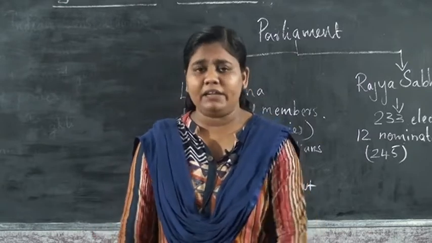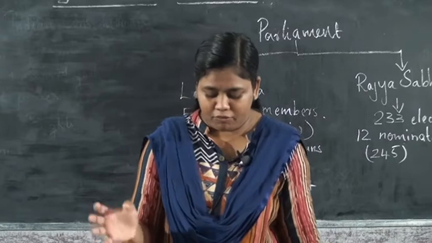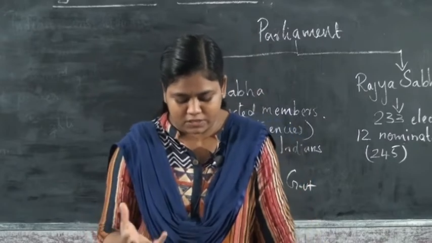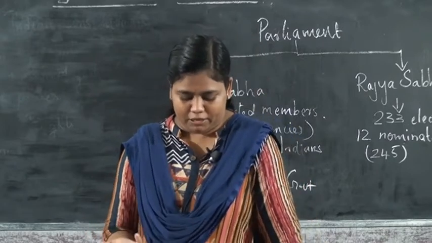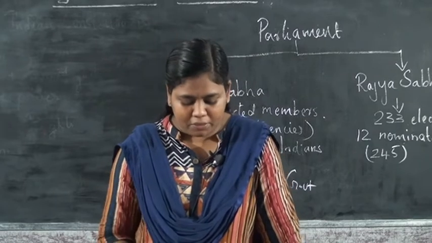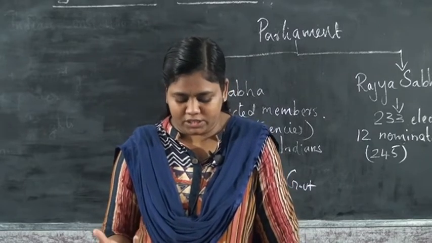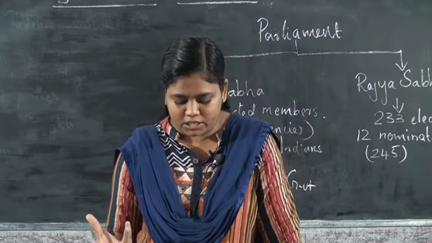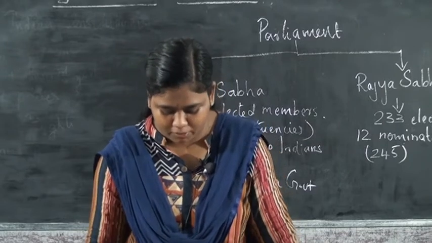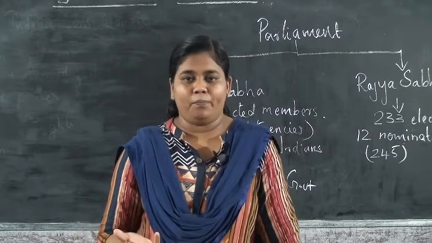So what is happening in Rajya Sabha? Rajya Sabha functions primarily as the representatives of states of India in the Parliament. The Rajya Sabha can also initiate legislation, and a bill is required to pass through the Rajya Sabha in order to become a law.